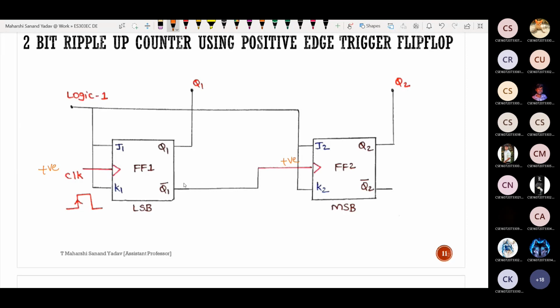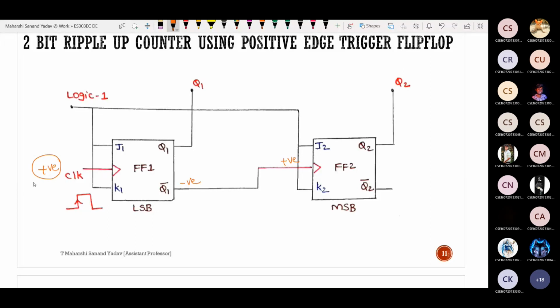Opposite sign. So positive is there, as so connected. Clock is positive, then it is connected to Q1 bar. Okay, so positive and negative, opposite sign. So this will also function as an up counter, but the difference is the clock that you are applying, which is positive edge trigger.